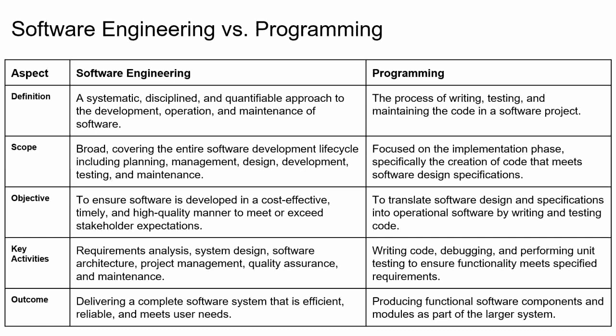Programming, on the other hand, is like the actual construction phase, where the focus is on putting bricks together according to the plan. So while programming is about writing and testing code, software engineering covers the big picture, including managing the project and making sure the software keeps working well after it is built. There are central models describing the process of software development.